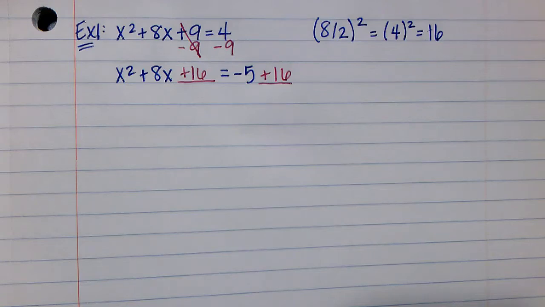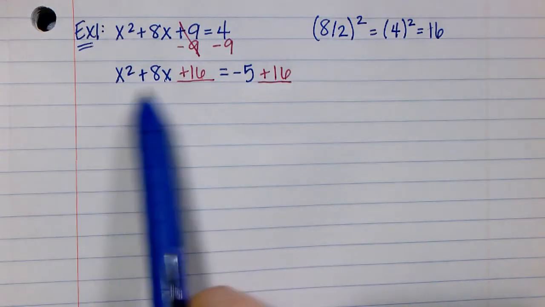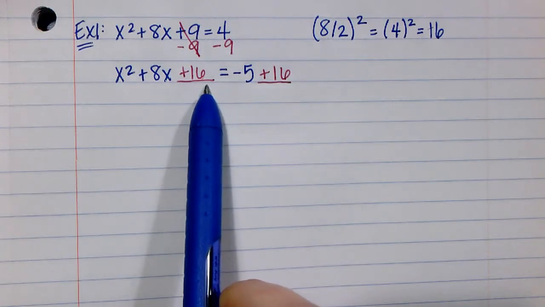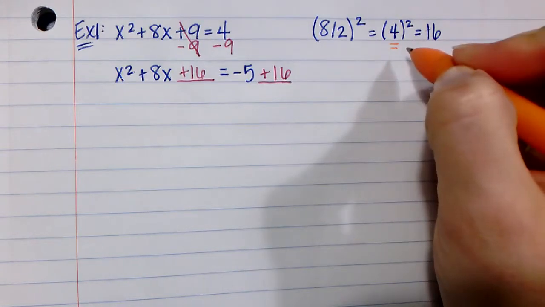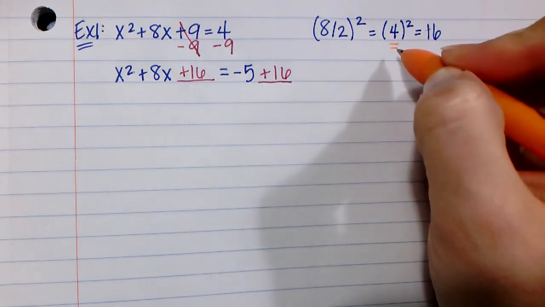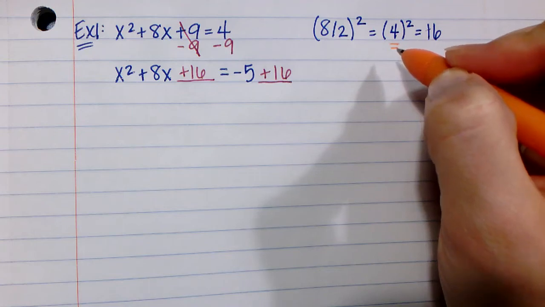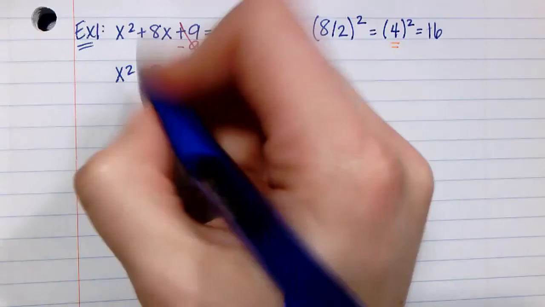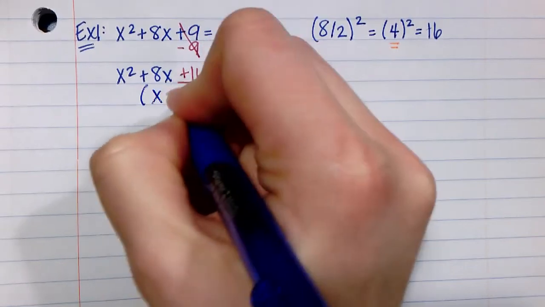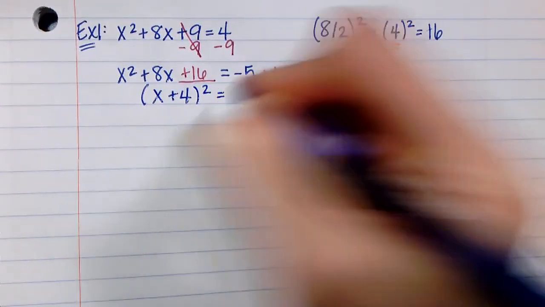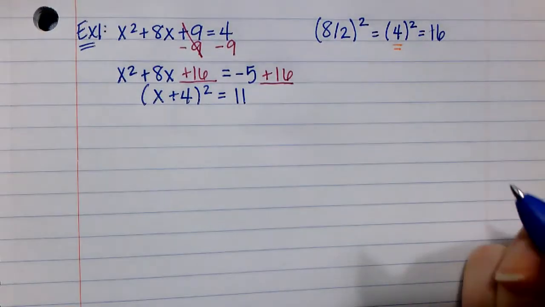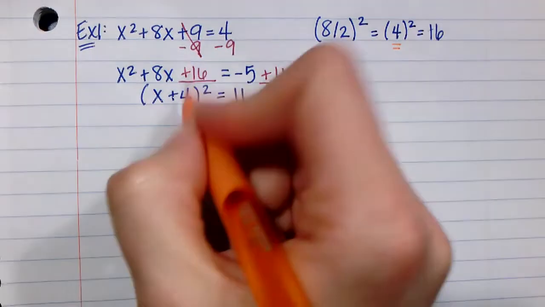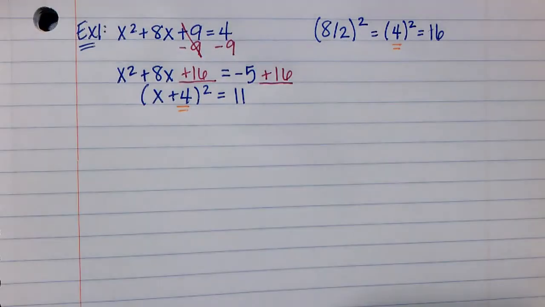Then we know that this is our special case now since we completed the square. This 4 is going to be the term that is in the parentheses for my factor. So I would rewrite it as x plus 4 squared equals, and -5 plus 16 is 11. Okay, so now from here we're going to solve.